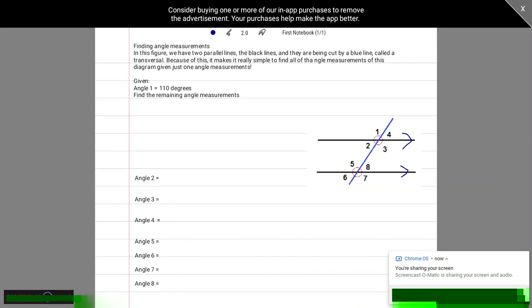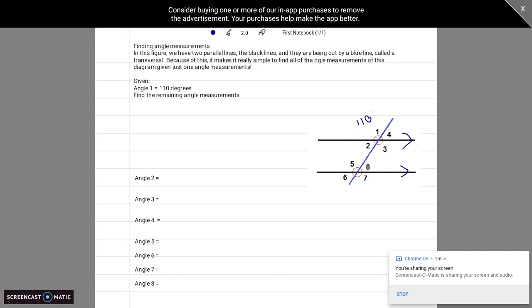Because all this is happening, some really cool stuff takes place with the angles. There are really only two angle measurements in this diagram that we have to find. What's really cool is you can find them by just being given one of the angle measurements. The angle measurement that was given to us today was angle 1, and it was 110 degrees. And they're asking us to find the other 7.